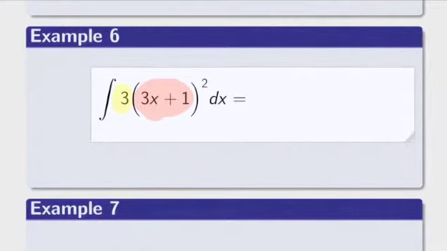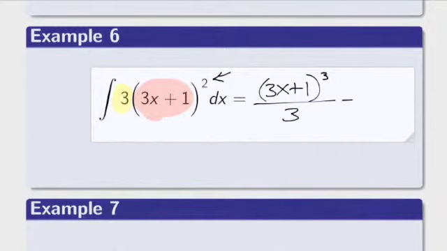And our general result states that f dash x times f(x) raised to the power n, so n here is 2, is simply f(x), which is the term colored in red, raised to the power n plus 1, so n is 2, n plus 1 is 3, divided by 3 plus a constant.